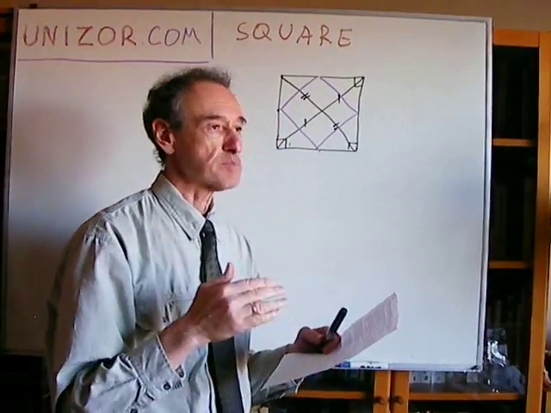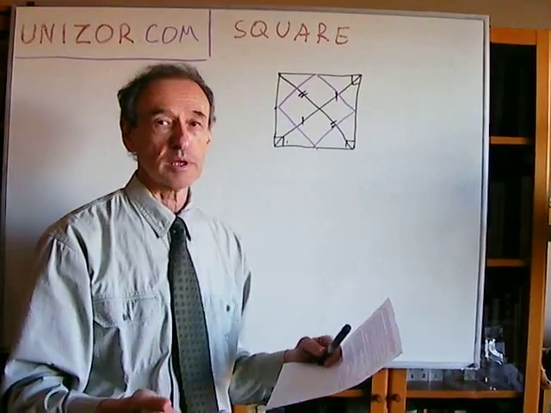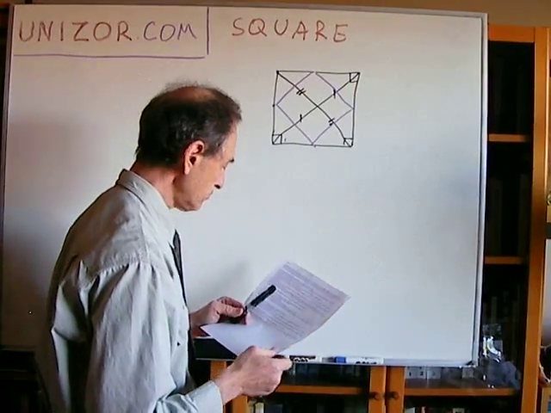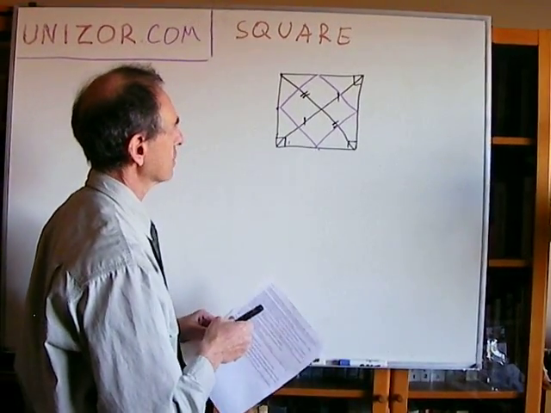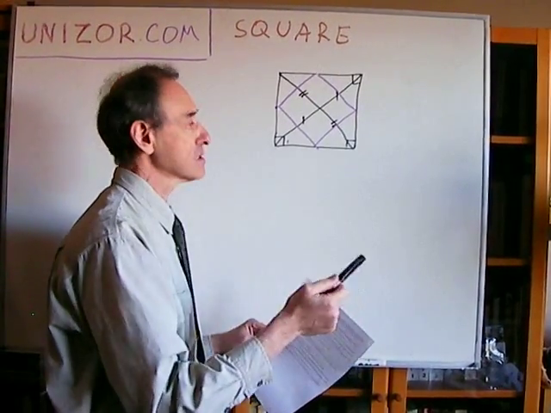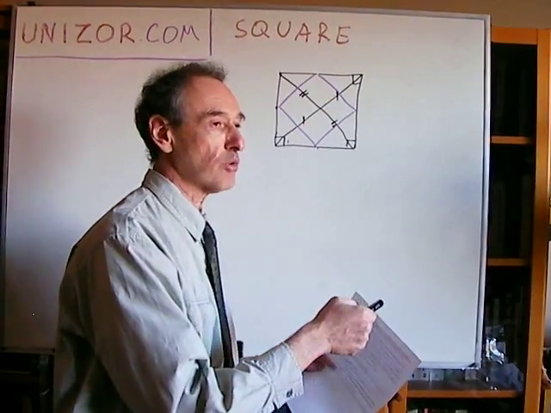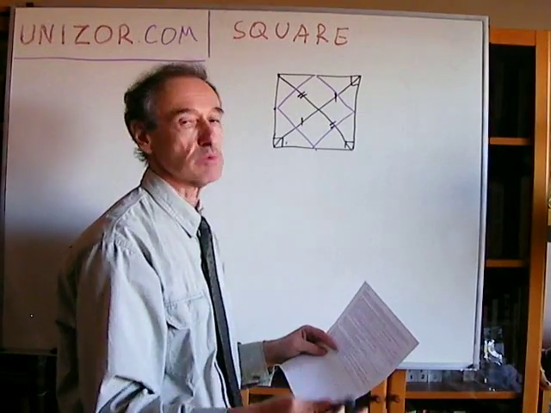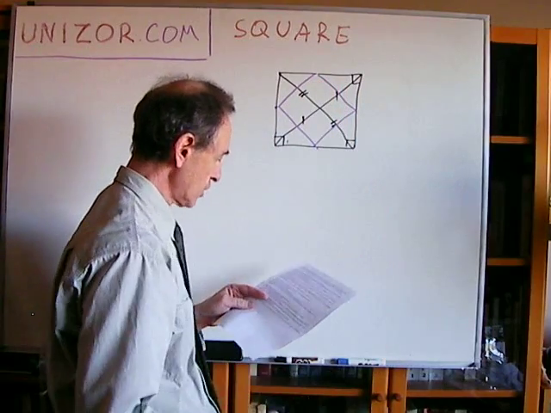Now, let's go to specific properties of the rhombus, which are also applicable to the square, because the square is kind of a rhombus. First, diagonals are perpendicular to each other. So, in any rhombus, including the square, diagonals are perpendicular to each other. We have proven it for a rhombus, so we don't have to prove anything for a square. It's just a quality which we have inherited and proved before. So diagonals are perpendicular to each other.